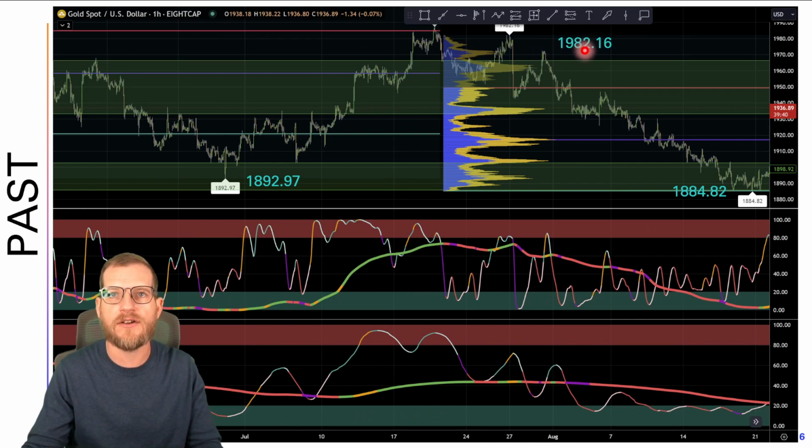We have this high here, 1982.16, with the low of 1892.97 back here, and we've recently broken this down lower, so we're just continuing this trend lower. Same thing when we look at the 4 hour chart, we're just getting back in, right?